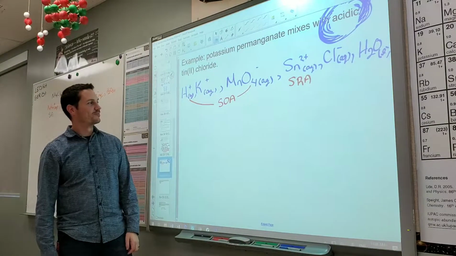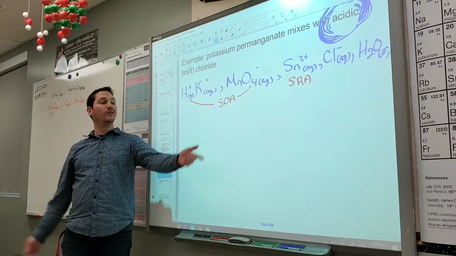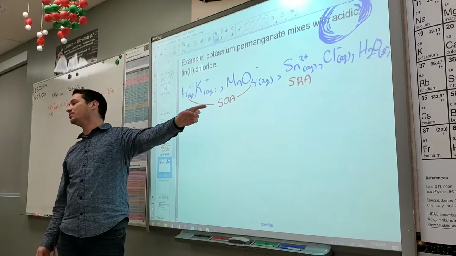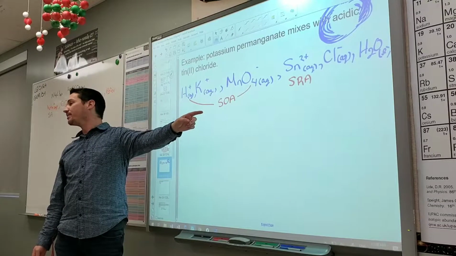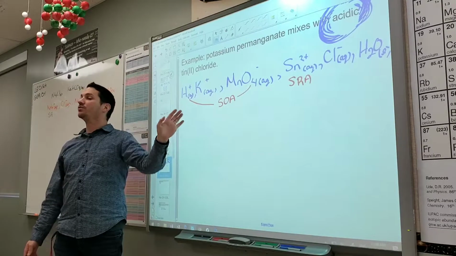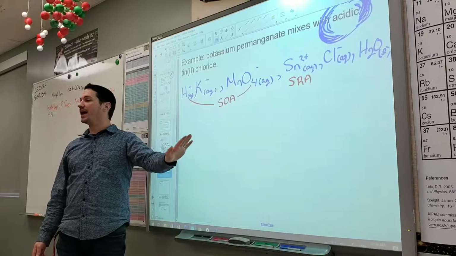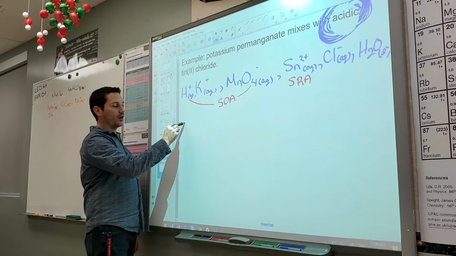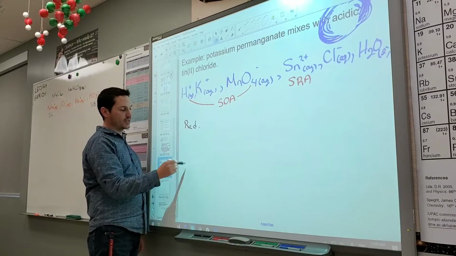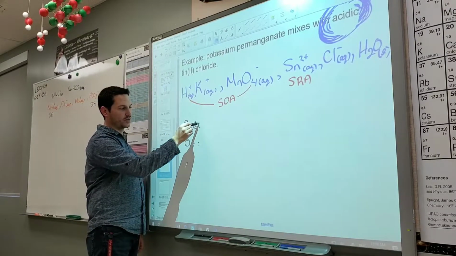Scary. Yeah, I know. So what do we got to do now? We've labeled our strongest oxidizing agent. We've labeled our strongest reducing agent. What do we have to do now? Write the reactions. We have to write out both of the half reactions. So let's write out our reduction half reaction. Let's write out our oxidation half reaction.